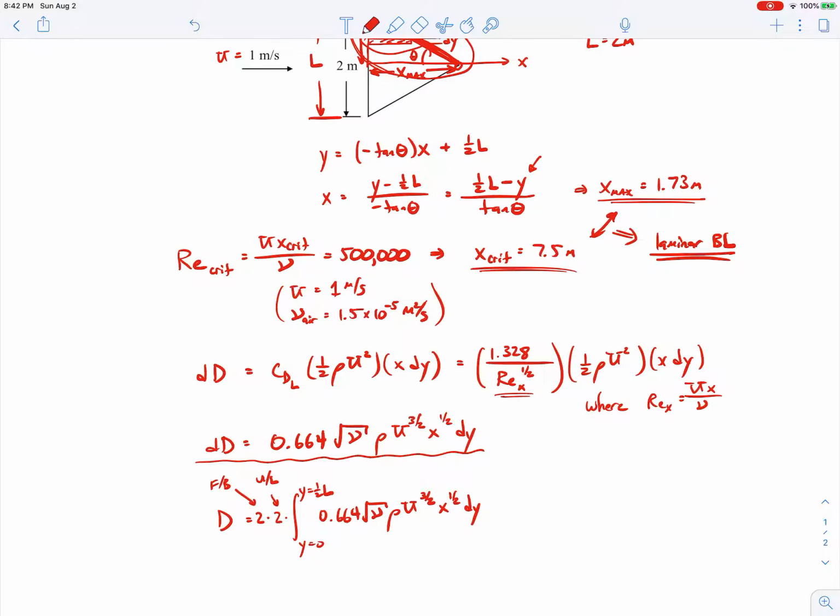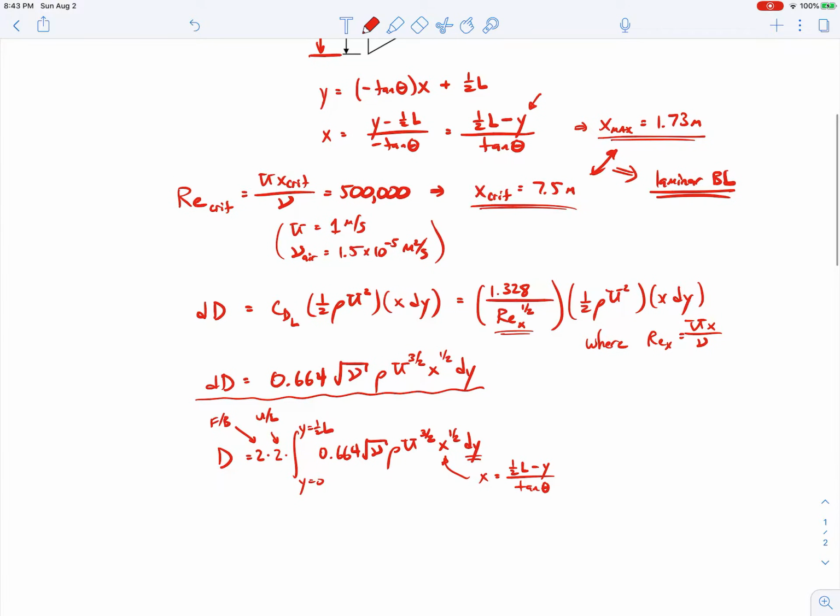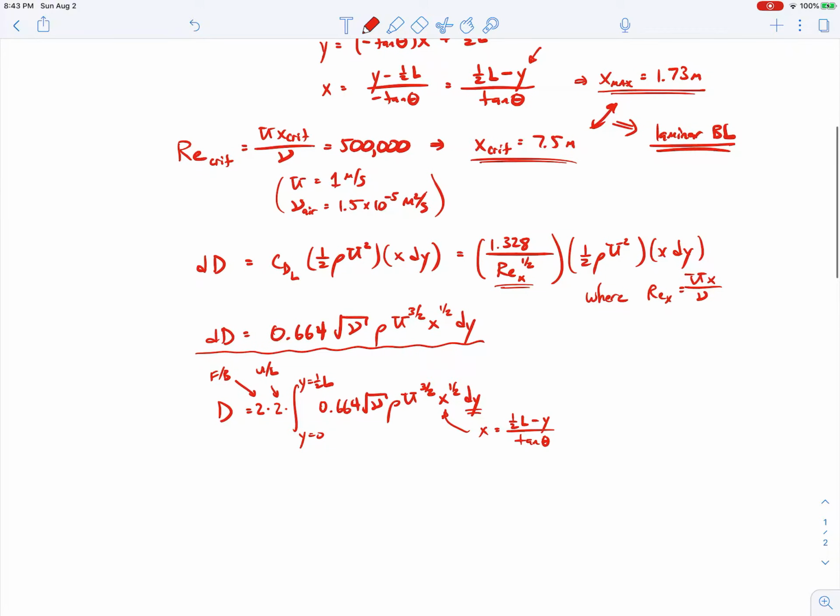Okay? Now the other thing that I have to be careful of when I do this integral is, you'll notice that I'm integrating with respect to y. So we know that x is actually a function of y, so we should really substitute in for x. Remember that x is equal to 1/2 L minus y all over tangent theta. So we should substitute in for x to make sure it's in terms of y when we do our integral. And if you go ahead and do that integral, I won't go through the math of that. That's tedious and it's not really necessary. I'm sure you can figure it out, given enough time.